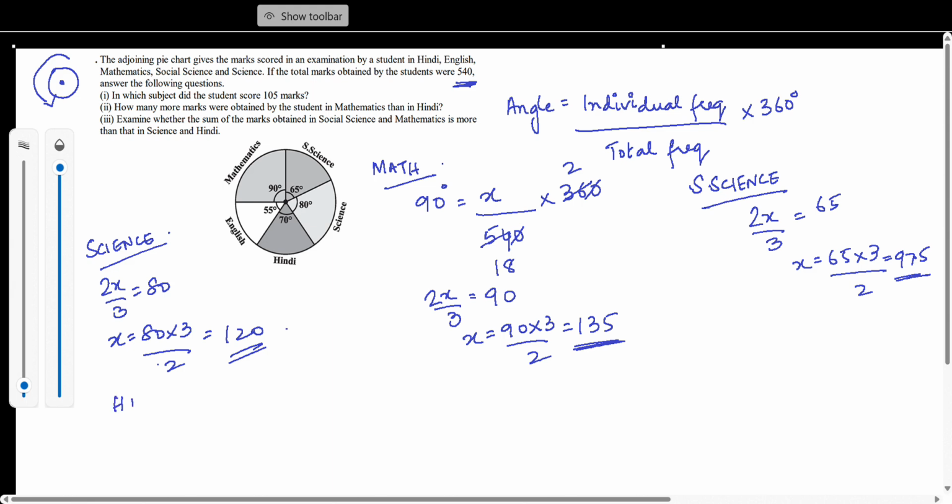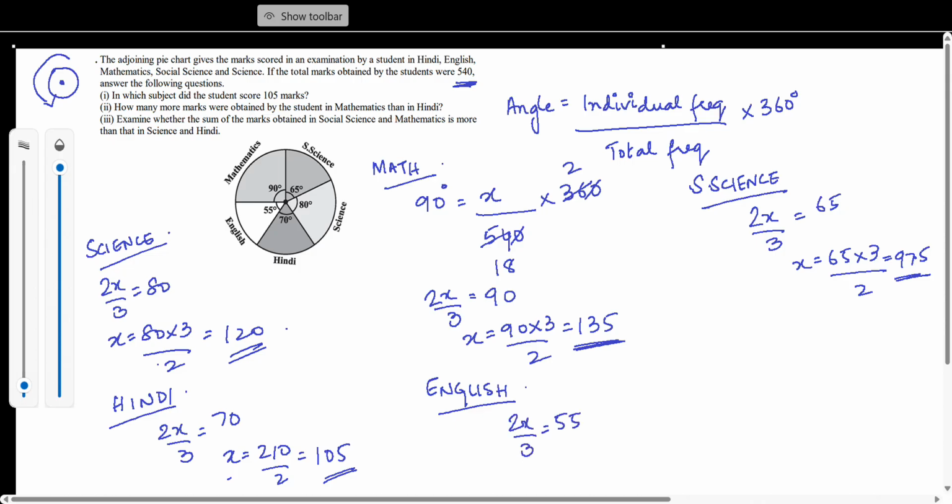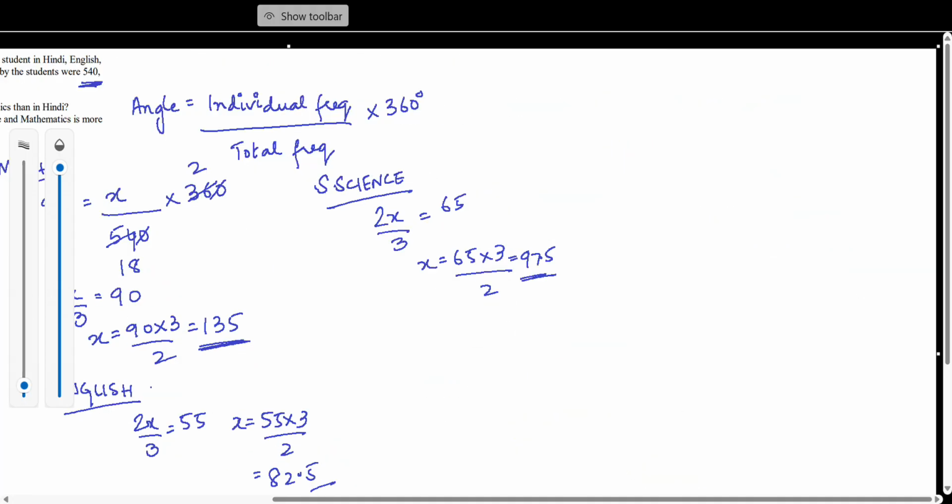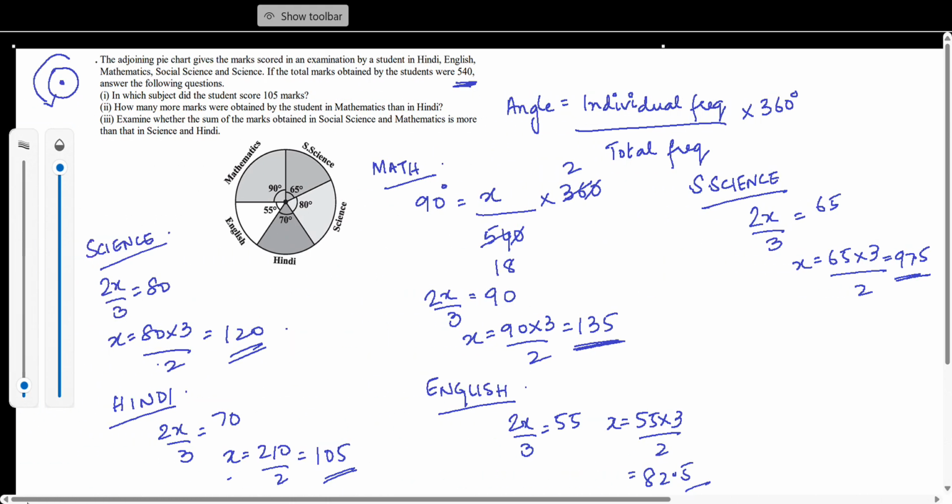And then we have Hindi. 2x by 3 is 70. X becomes 210 by 2, which is 105. Finally, we have English. 2x by 3 is 55 here. X is 55 into 3 by 2. 165 by 2 is 82.5. So we have obtained all the marks of the given 5 subjects.